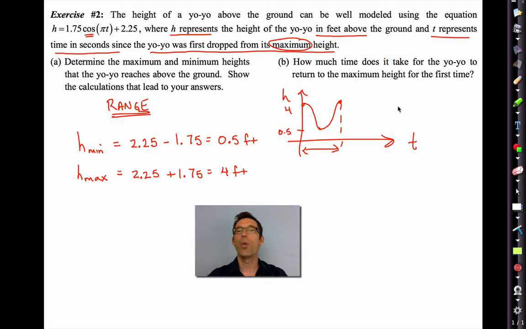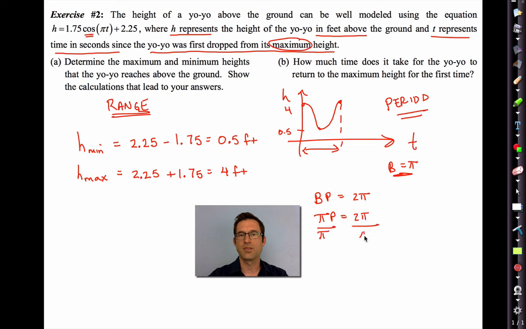All right, well, what they're asking for is the period. That's really what we want here, the period. Now, what do we know? Well, we don't know the period, but we do know the frequency is pi. And we know the frequency times the period is equal to 2 pi, so I can say pi times the period is 2 pi, and then surely, if I divide both sides by pi, the period is 2.